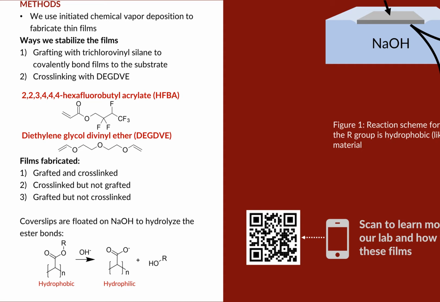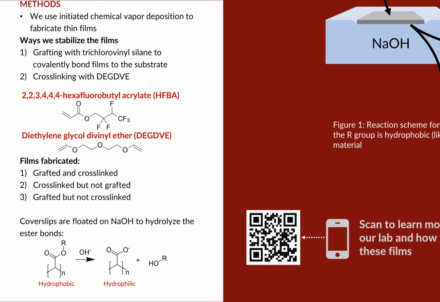We fabricate films using initiated chemical vapor deposition, or iCVD, and you can get more information about iCVD from our group website if you follow the QR code on the screen. We will investigate two ways of preventing degradation. First, grafting using trichlorovinyl silane, which covalently bonds the polymer film to the substrate, and second, cross-linking with diethylene glycol divinyl ether, or DEGDVE, which prevents the film from dissolving.